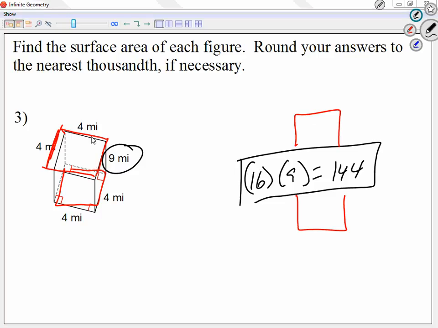For the base, it's a 4 by 4 rectangle. Multiply those two numbers, so you get 16 for each of your bases. I mean, 4 times 4. So remember, for rectangles, multiply the two numbers across 90 degrees. Now add everything, and you should get 176.